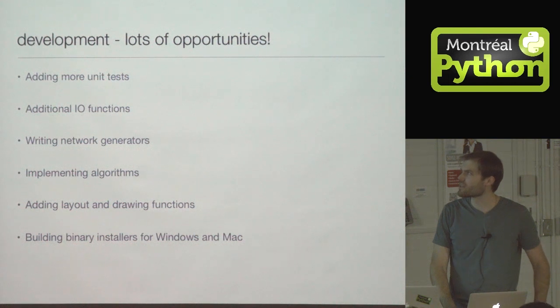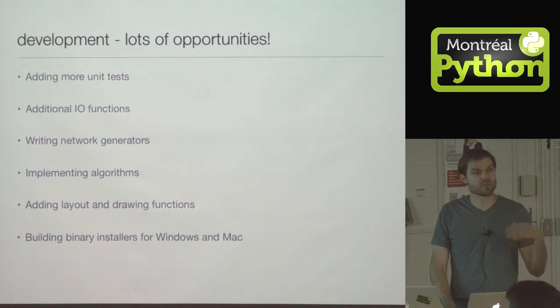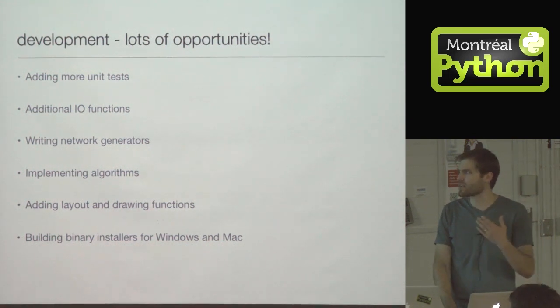Here's a number of things that I think need some attention. Adding more unit tests, that never hurts. Additional input-output functions, supporting additional file formats, databases, loading from databases. Network generators for doing null model testing. Implementing algorithms is standard.